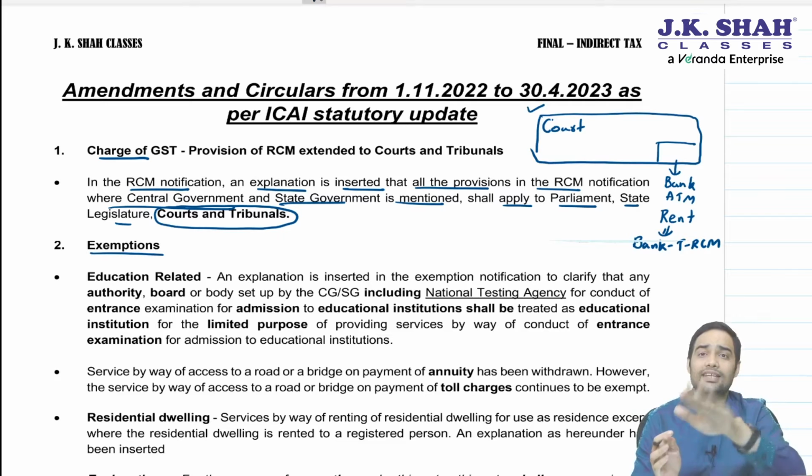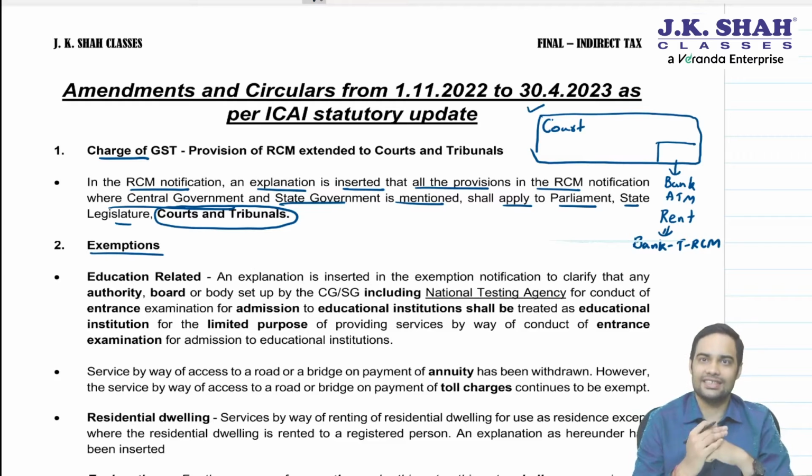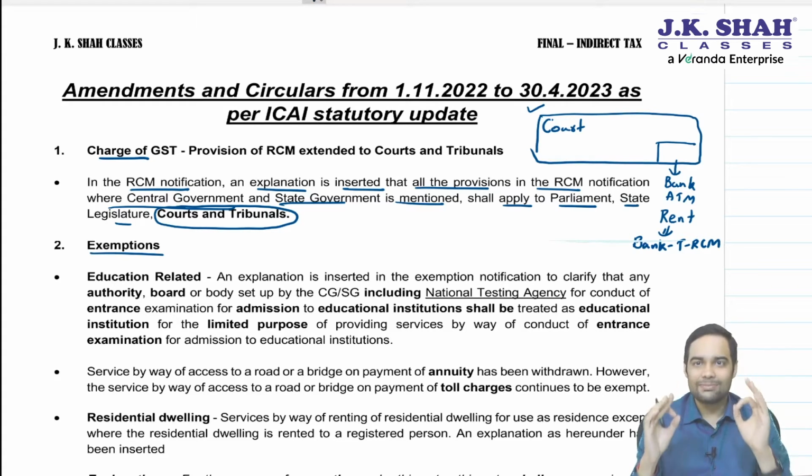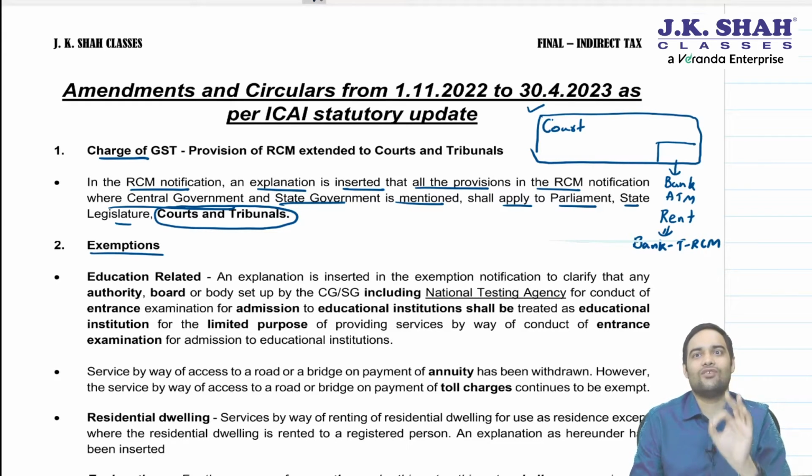But what about bodies other than education institutes that are still government bodies, like the National Testing Agency? Now, when we talk about the National Testing Agency, it is set up by government. Whether the exemption would be available to National Testing Agency conducting an entrance exam? Now an explanation has been inserted that in case of any authority or board set up by central government or state government, including National Testing Agency, if they are conducting an entrance exam, then they will be regarded as an education institute for the limited purpose of conduct of entrance exam.